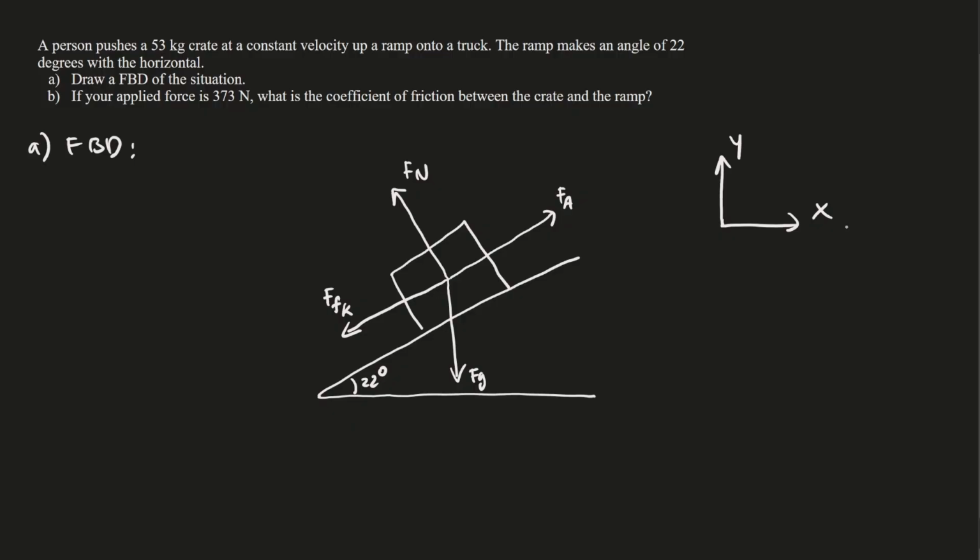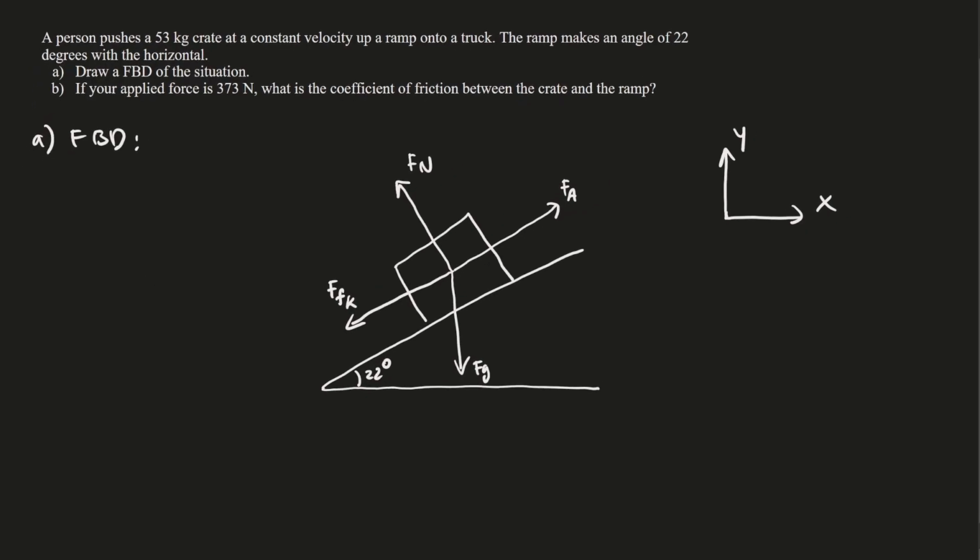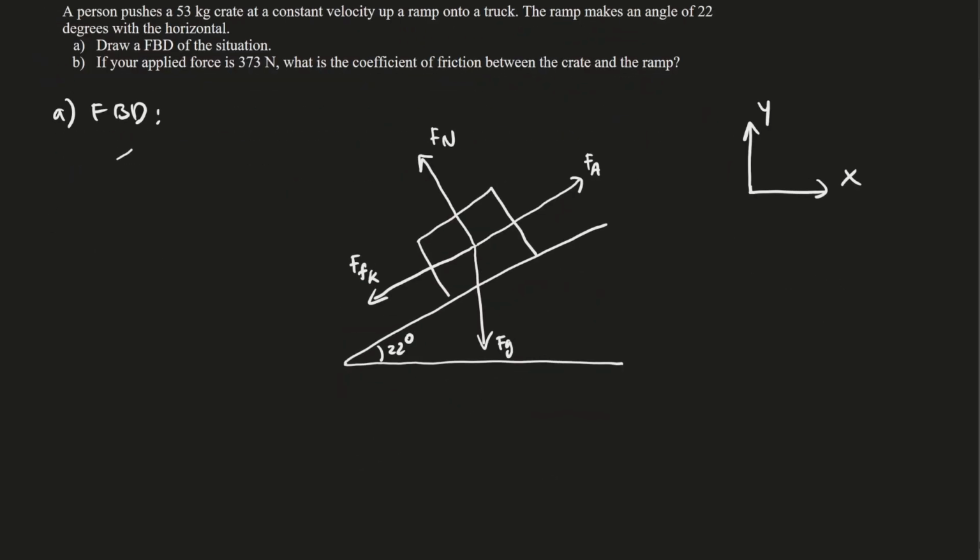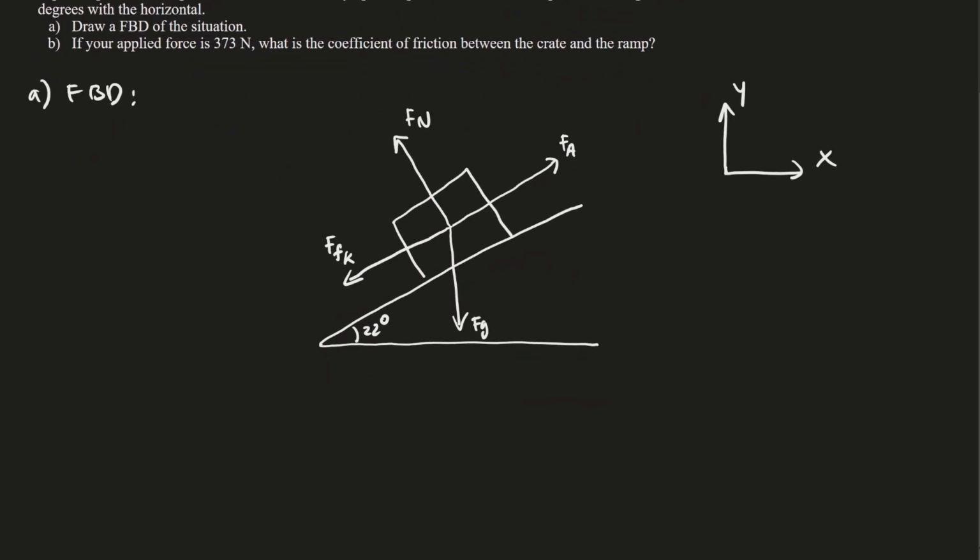So when dealing with sloped surfaces like so, it is actually easier to align your x-axis with the surface of the ramp itself. So let's make the x-axis align with the surface of the ramp. So it's going to be parallel to the ramp like this. So that is our positive x-axis. And then the y-axis is going to be perpendicular to that, like so.